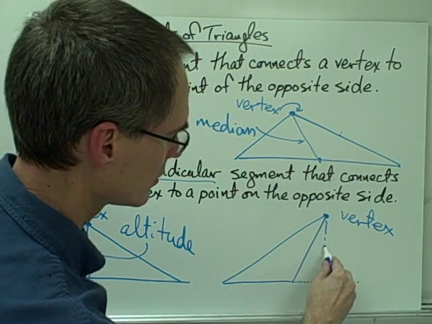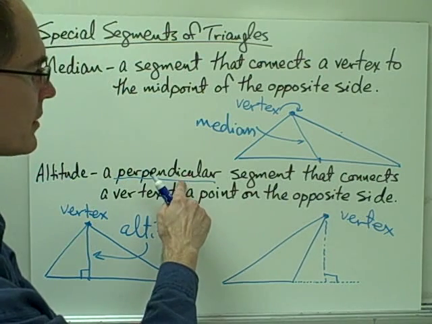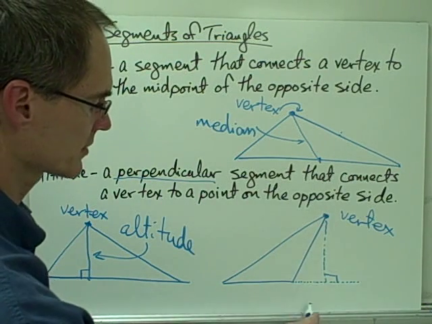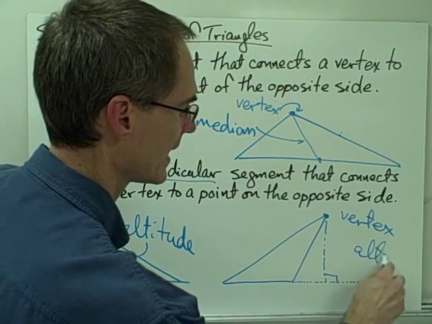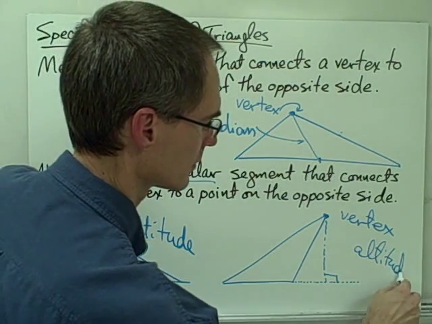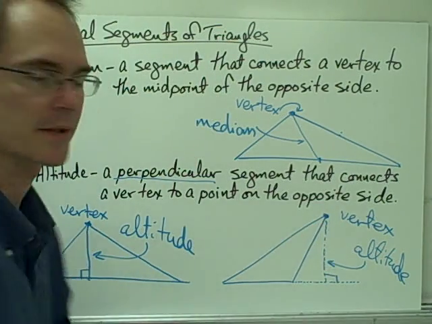Now I can draw a perpendicular segment connecting this vertex to the opposite side. And this would be my altitude drawn from this vertex.